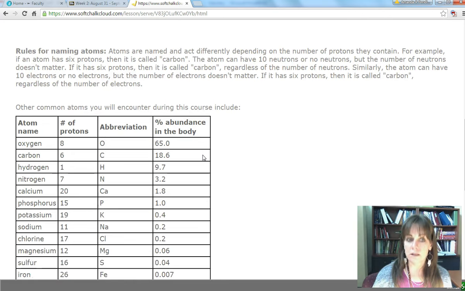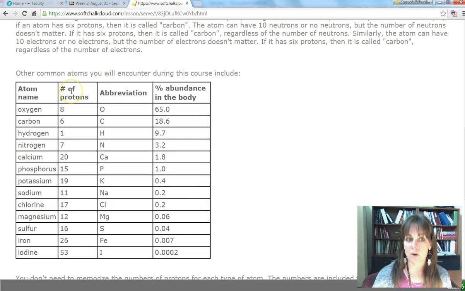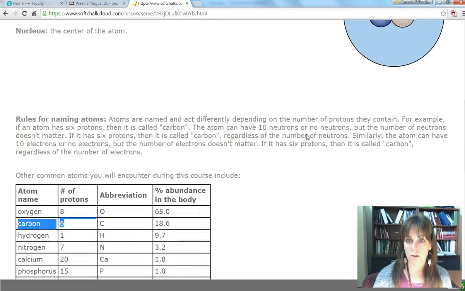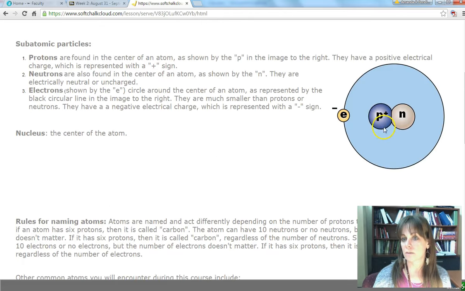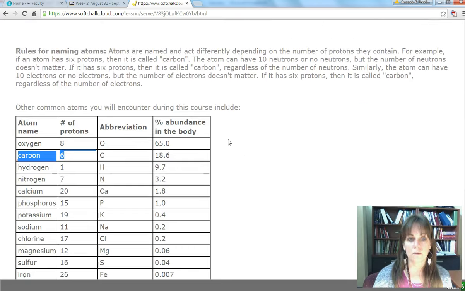Well, the big difference is how many protons they have. So this chart here is just showing you oxygen. Turns out it has 8 protons. Carbon, it has 6 protons. Okay, so if we were to go to the atom, look in the nucleus, and if it had 8 of these positively charged particles, then we would say, hey, that's got to be oxygen.